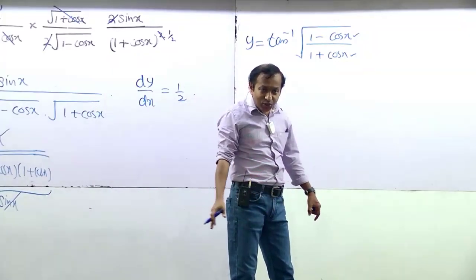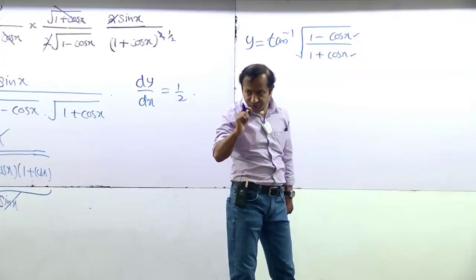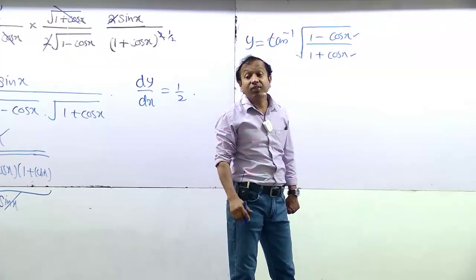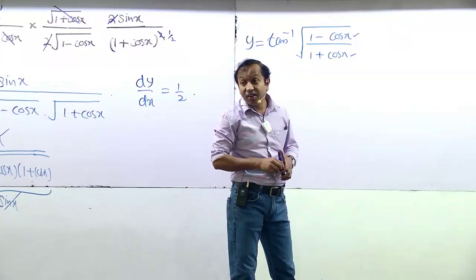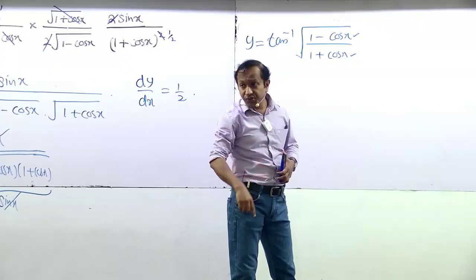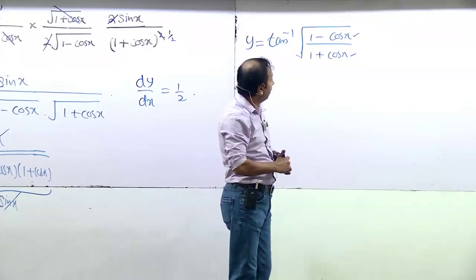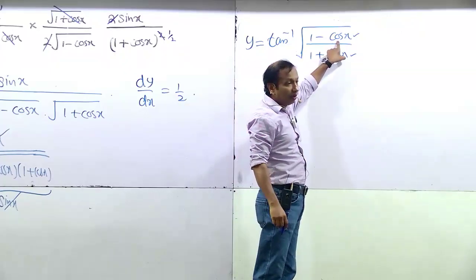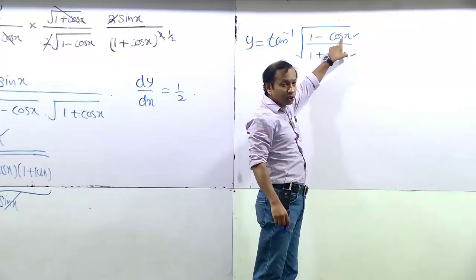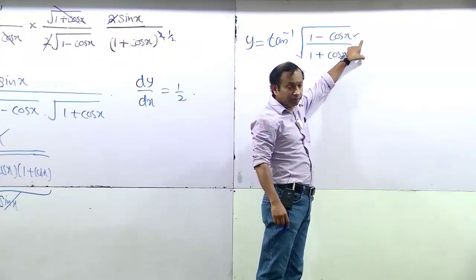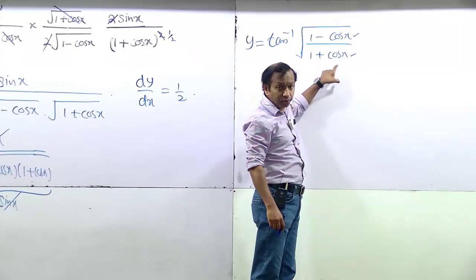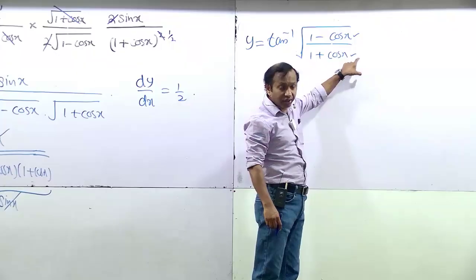Cos squared a by 2 minus sin squared a by 2, first one. Second one, 2 cos squared a by 2 minus 1. Third one, 1 minus 2 sin squared a by 2. Yes. I write here this one, 1 minus 2 sin squared x by 2. This one we write, 2 cos squared x by 2 minus 1. Write down that.